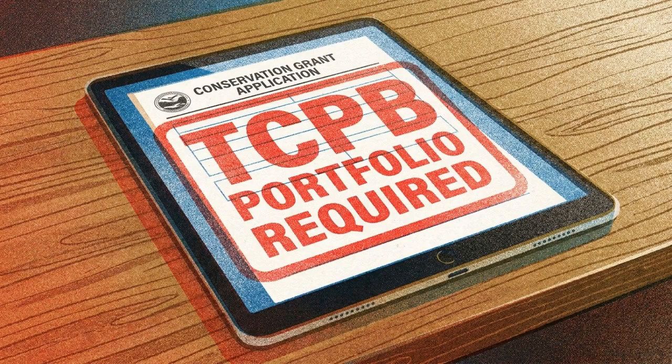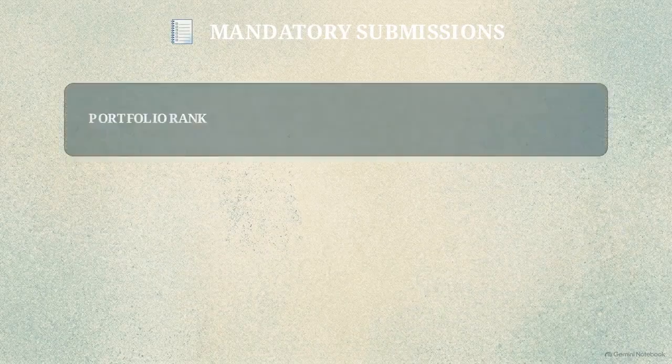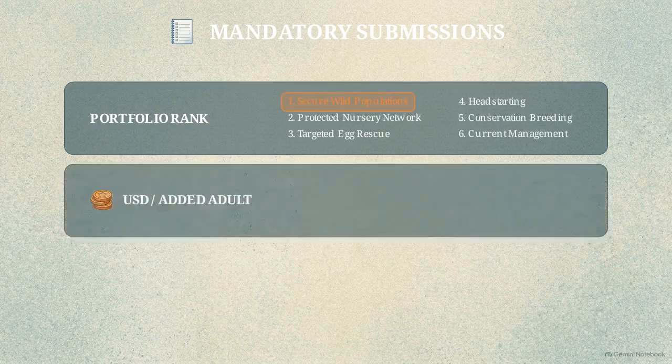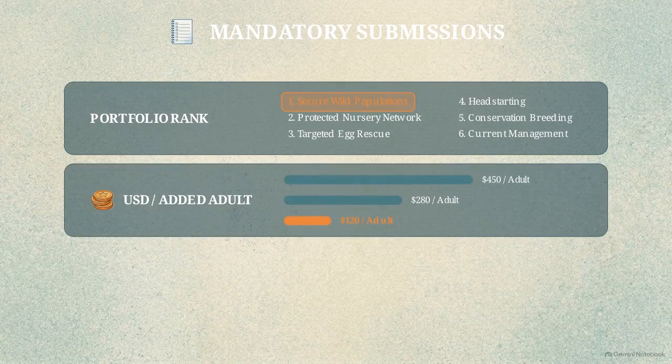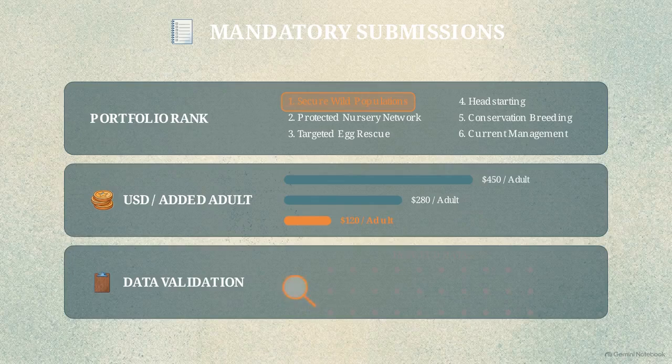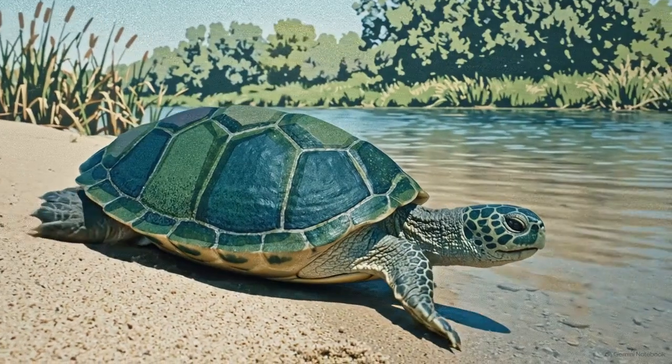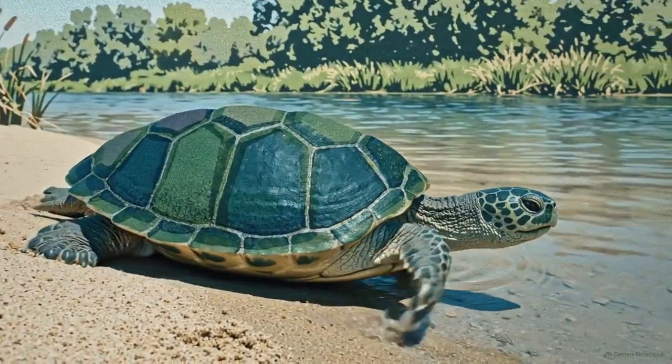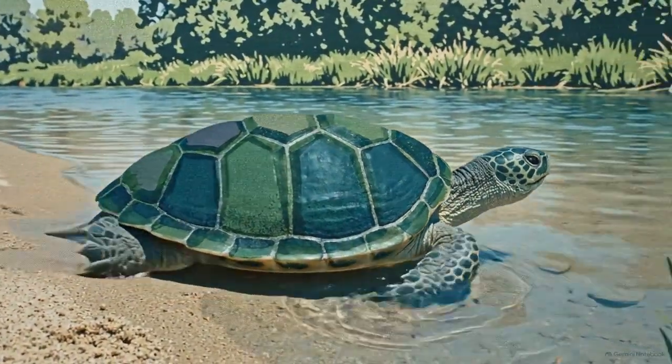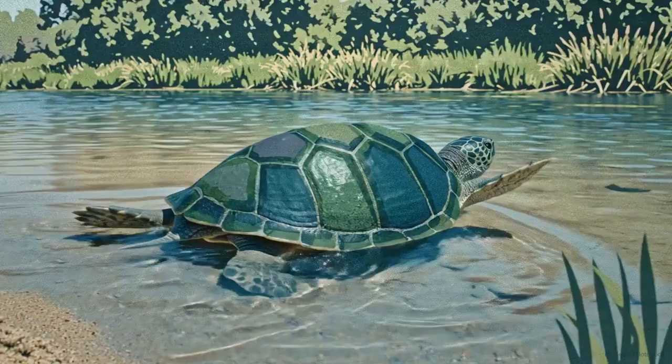To allocate capital effectively, make the Turtle Conservation Portfolio Builder a mandatory prerequisite for all future funding applications. Require every applicant to submit their portfolio rank, their projected cost per additional adult, and a concrete operational plan to validate any imputed demographic data. Diagnose the bottleneck first, make the recipient system safe, and fund the total operational lifecycle, or don't fund it at all.